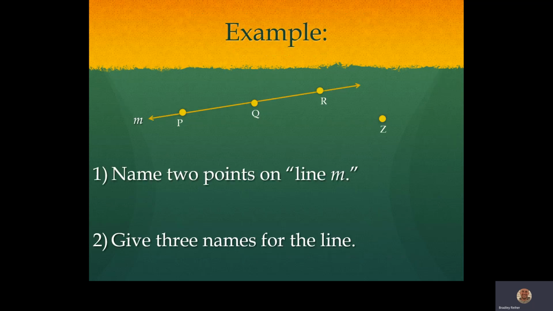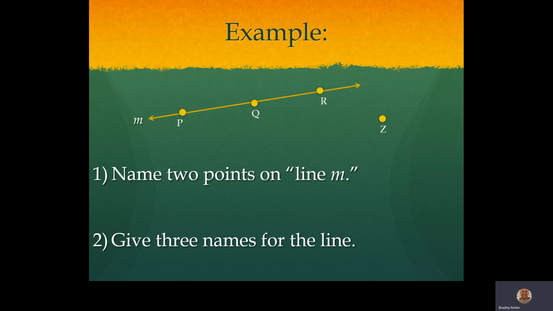So if we take a look at this slide, here is a line. There are rays that live on this line. For example, if you start at point Q and you go forever in the direction of R, that would be a ray. We're starting at a point and going forever in one direction. You can go in any direction you want.